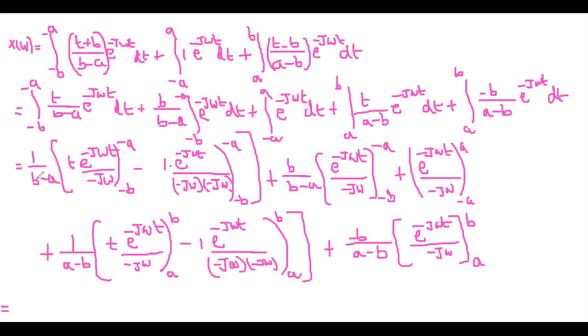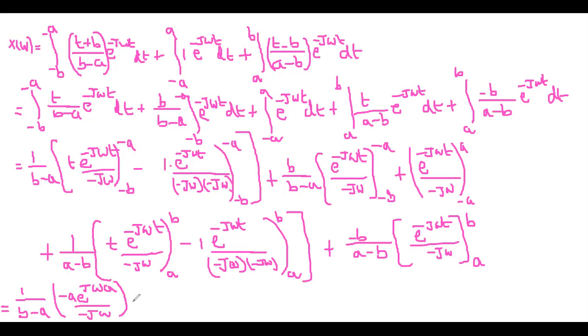It is equal to, first I am taking 1 by b minus a. Carefully you have to write all the equations, my dear students. First of all, I am applying the upper limit, minus a, in this t and here also, minus a, my dear students, minus a, e power, here the minus is already there, minus into minus is a plus, j omega a, and in the denominator minus j omega is there; minus j omega is one term.